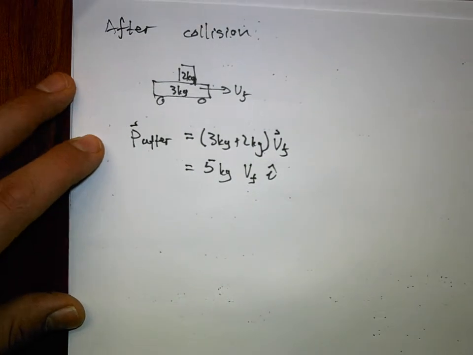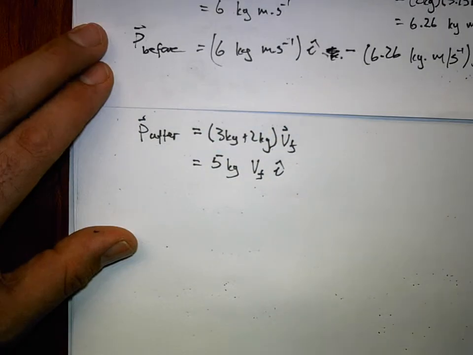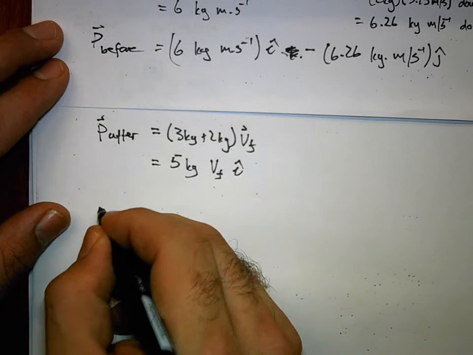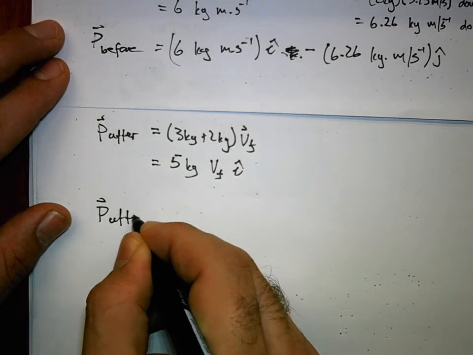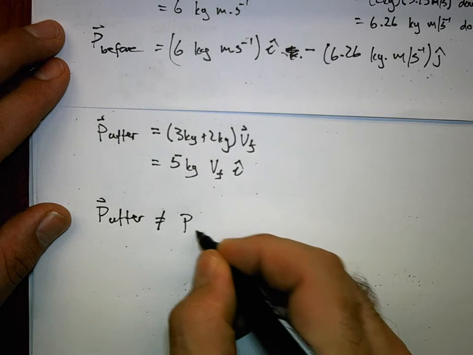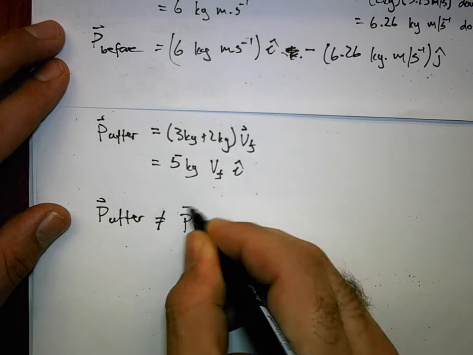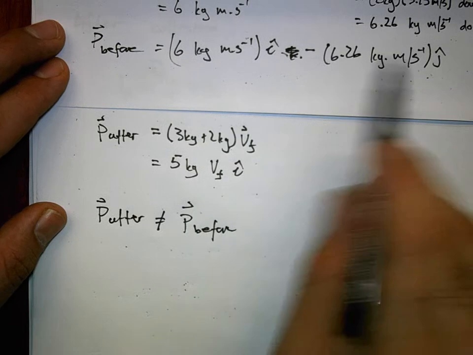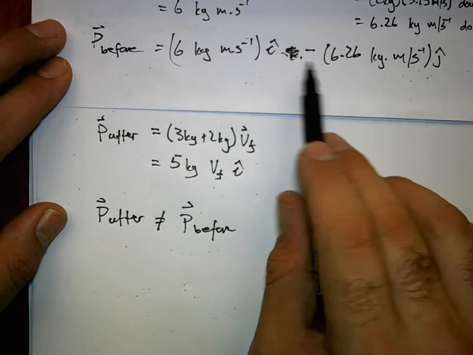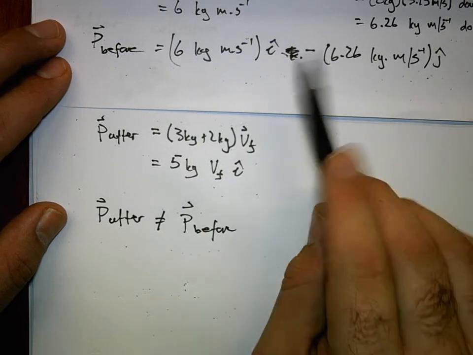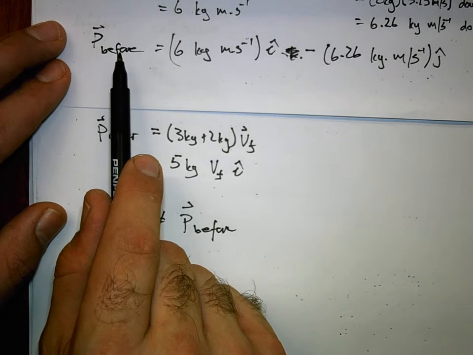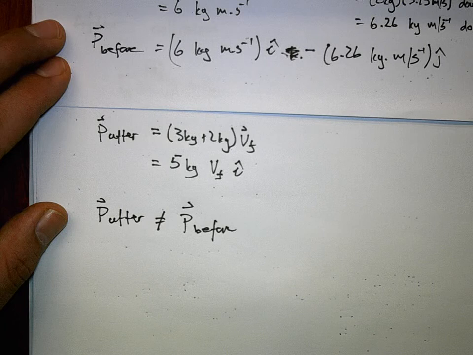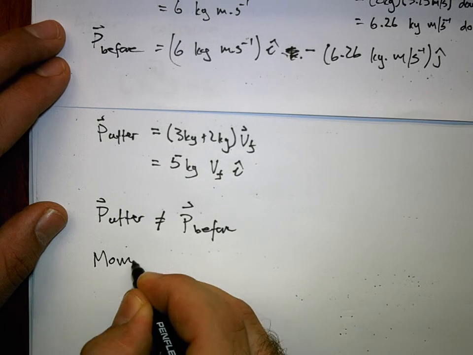Now if we compare this to the total momentum before, we can immediately see that the momentum after is not equals to the momentum before, because this is owned purely in the x direction. This has got an x and a y component. So already from this, no matter what the magnitudes are, we know that this vector will point in a different direction than that vector, so they cannot be equal. So momentum is not conserved.